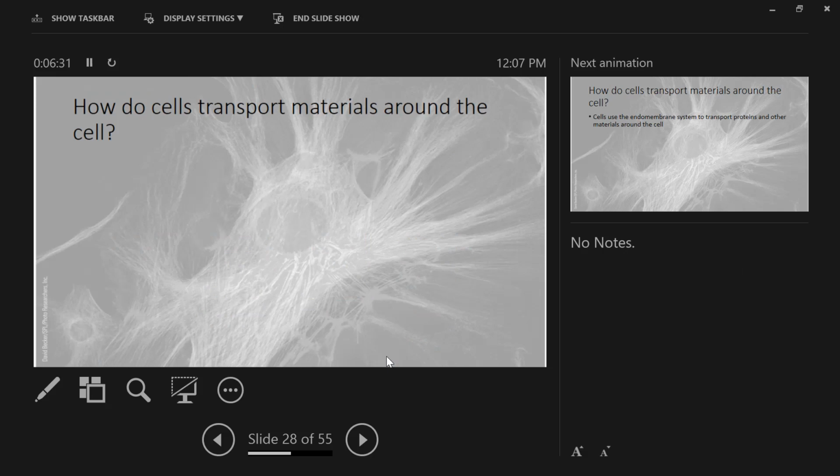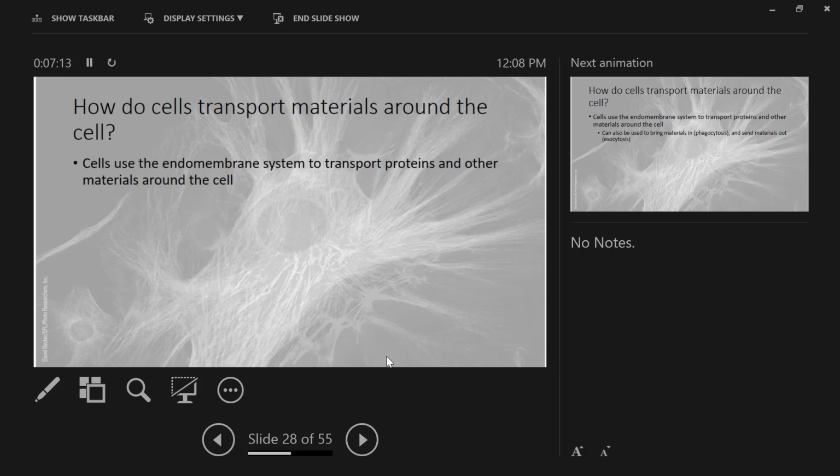Okay. All right. So our next question, how do cells transport materials around the cell? And you may have put as one of your functions of the endomembrane system, transporting materials around the cell, right? Any of you put that as one of the functions of the endomembrane system? Transport. So that's part of the answer to this question. How do cells transport materials? Using the endomembrane system. But it can't act alone. What else is involved in that process? The cytoskeleton. Okay, and you may have put that as one of your functions of the cytoskeleton, transporting materials around the cell. Anyways, let's deal with this question.